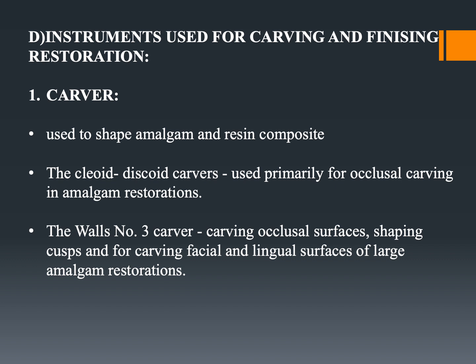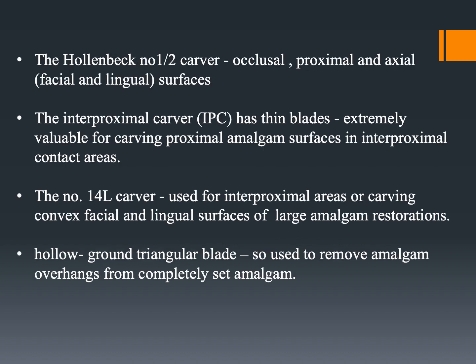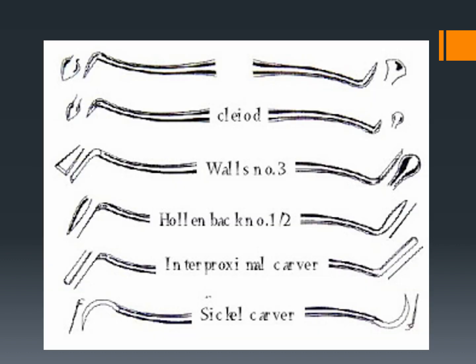So the instruments which are used for carving and finishing the restorations, number one comes the carver. The carvers are of various types such as Hollenback carver, interproximal carver, number 14L carver and hollow or triangular blade carver. So each one has its own purpose of carving a particular spot. For example, Hollenback is basically used for occlusal and proximal and even axial surfaces, whereas the interproximal carvers are only used for carving the amalgam surface in the interproximal region. So these are the various types of carvers.